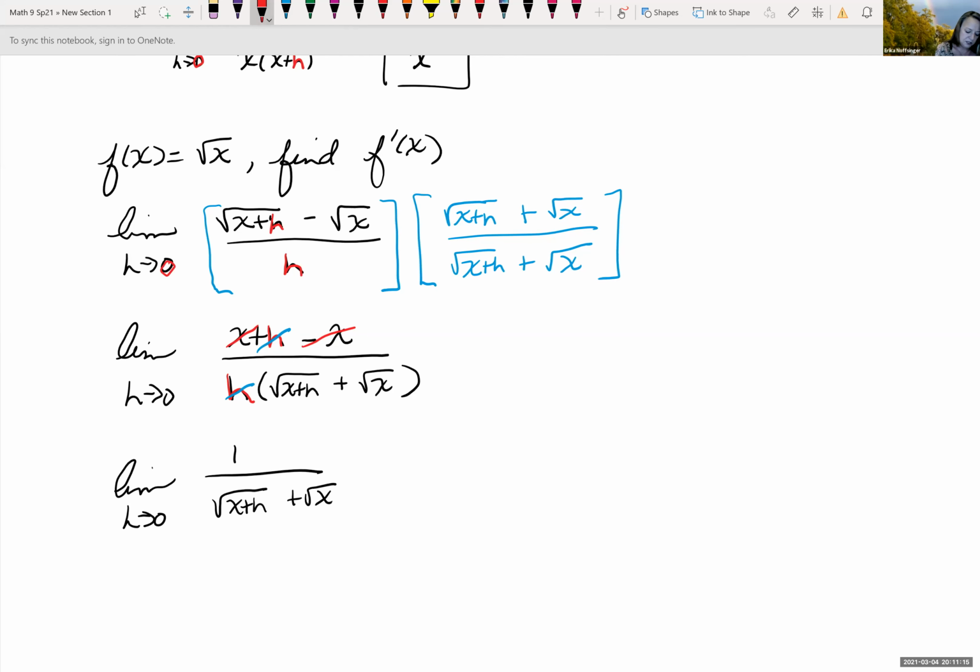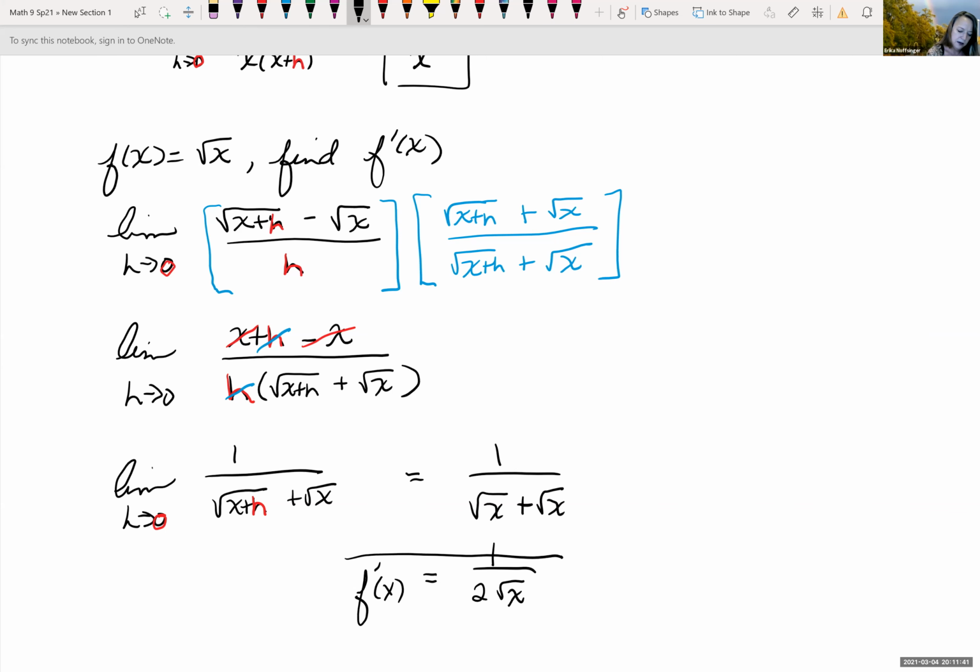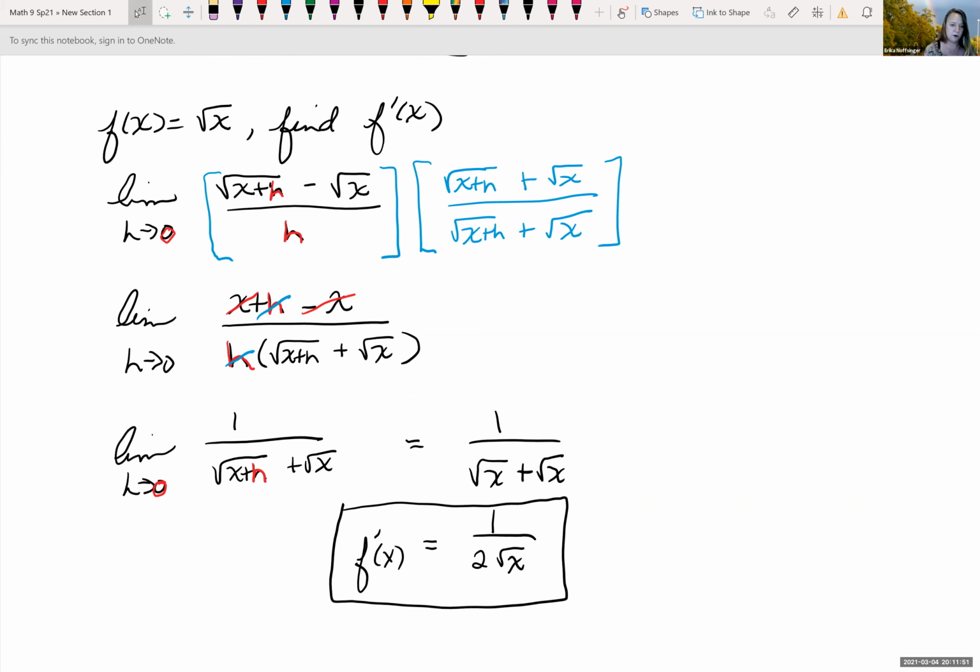So if we do direct substitution now and plug in 0 wherever we see an h, this would equal 1 over the square root of x plus the square root of x. Those are like terms in the denominator. So 1 square root of x plus 1 square root of x is 2 square roots of x. So we found the derivative of the square root of x to be 1 over 2 times the square root of x by using the formal definition.